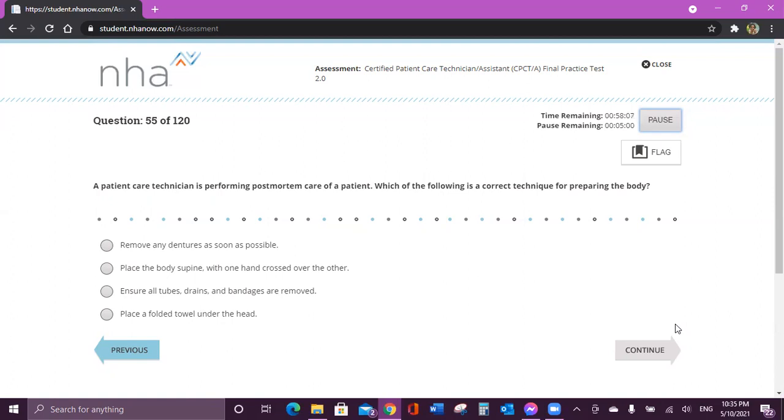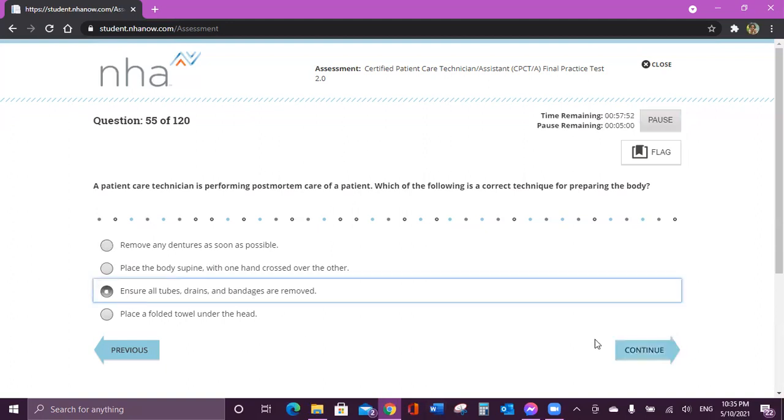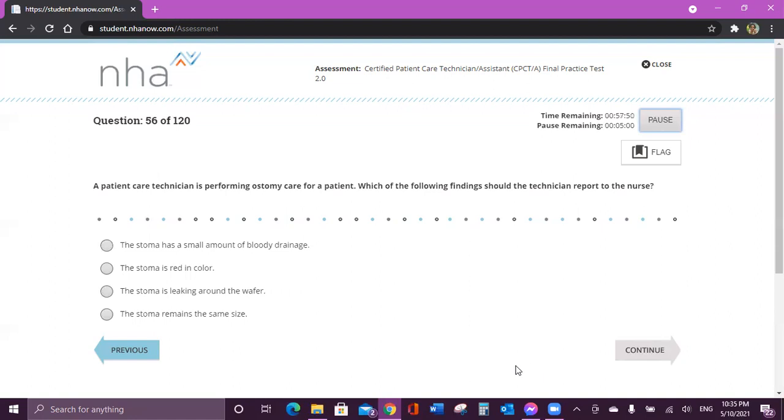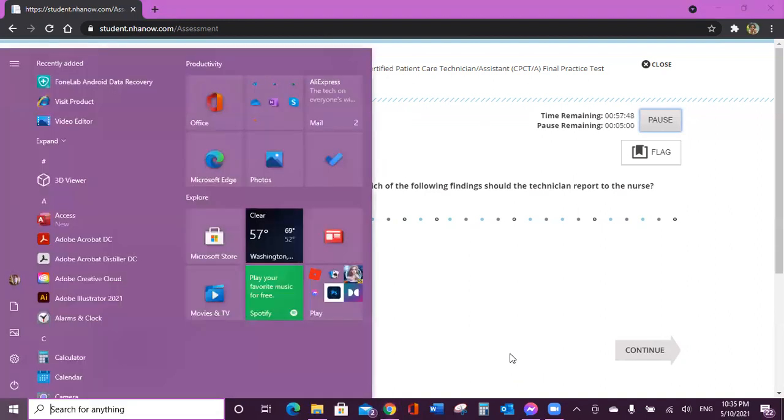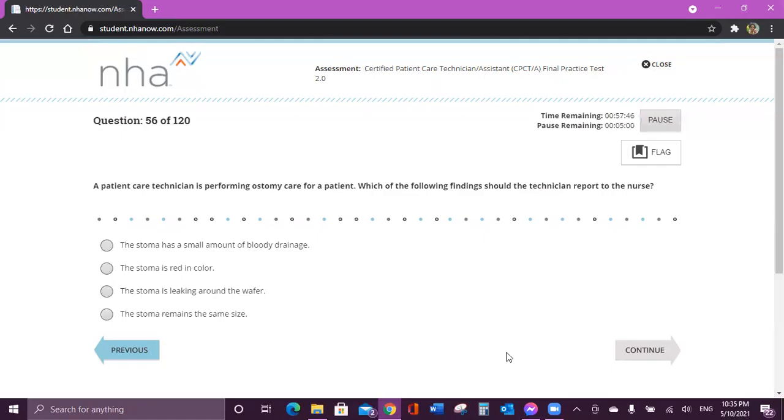A patient care technician is performing post-mortem care for a patient. Which of the following is a correct technique for preparing the body? Place the foot in a towel, I don't know. Ensure they all. Ya, dale, cualquiera. I don't know. Queremos agarrar toda la pregunta. Yep. Please stop hitting that button.